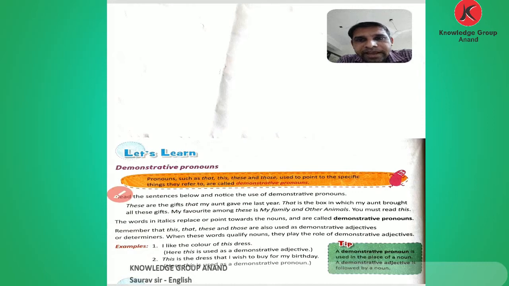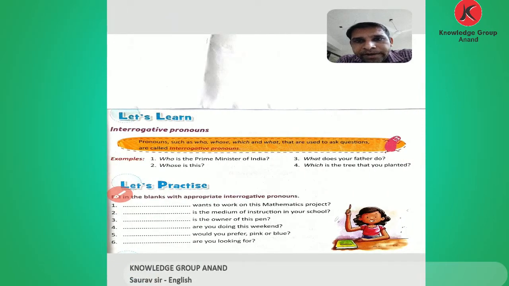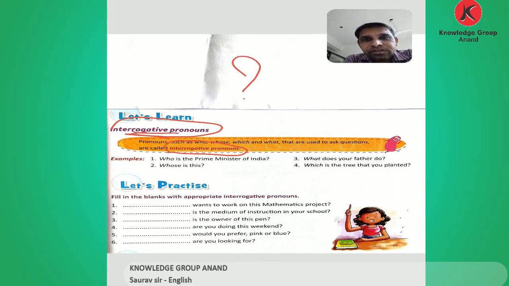Now comes the second: interrogative pronouns. What are interrogative pronouns? Pronouns such as who, whose, which and what that are used to ask questions are called interrogative pronouns. Interrogative means question, and at the end we use the symbol of a question mark. With who, what, which and whose we use interrogative pronouns.